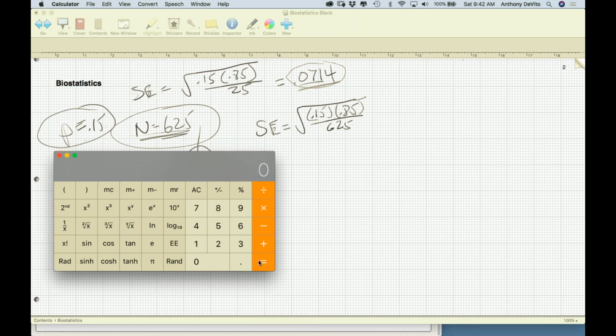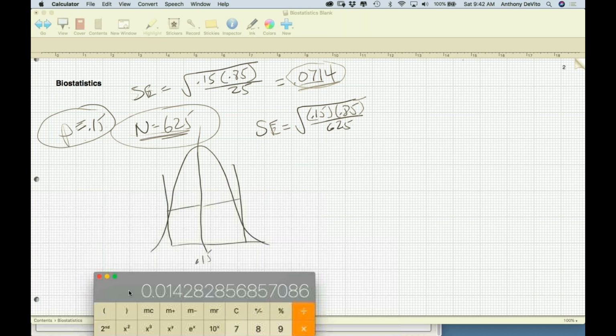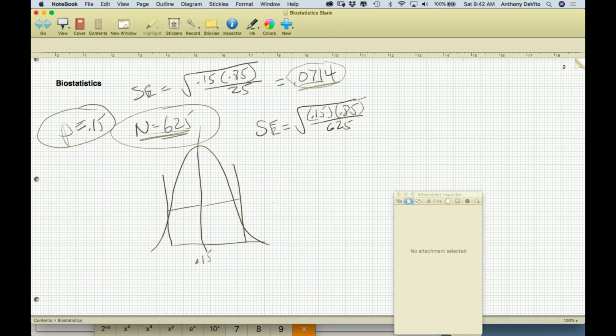Well, clear. That's going to be 0.15 times 0.85 divided by 625, which is equal to 0.0002, and I'm going to take the square root of that, and that's equal to 0.014. So I'm going to use 0.014 at this stage. Again, if you're going to do subsequent calculations, it would be worthwhile preserving an extra couple of digits there. 0.014.